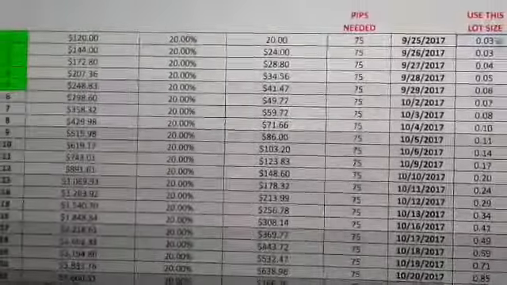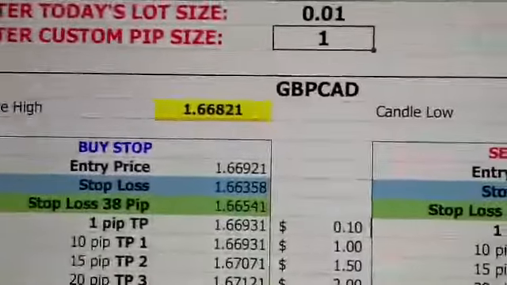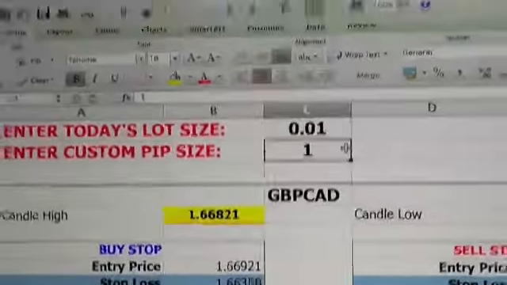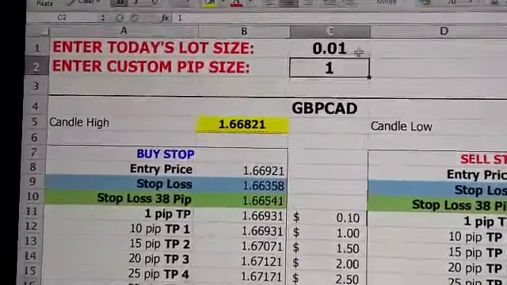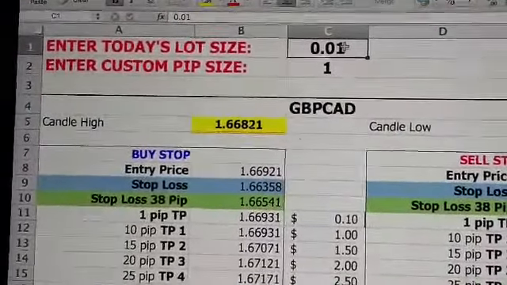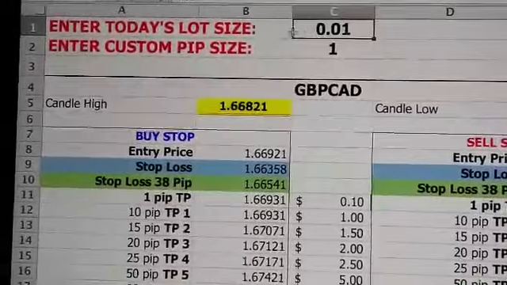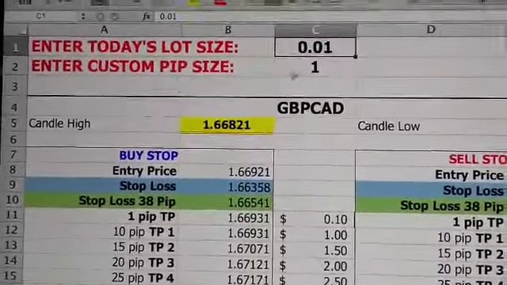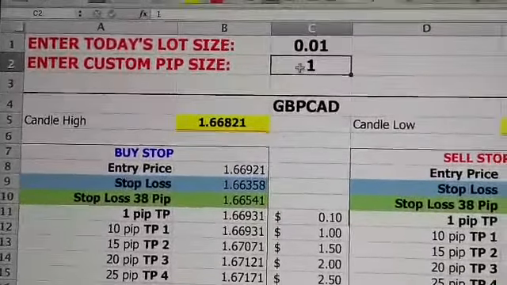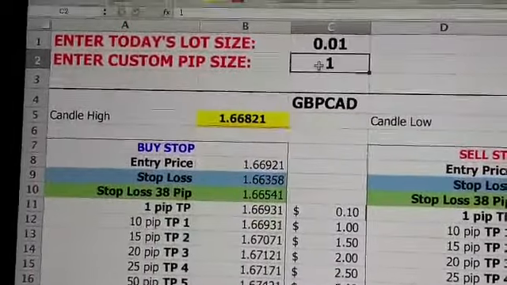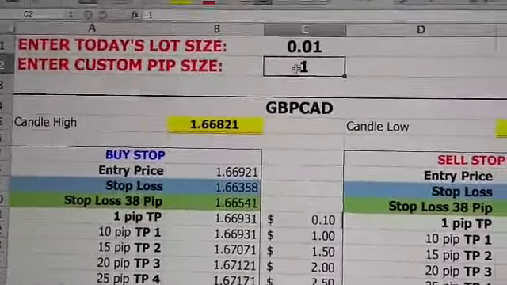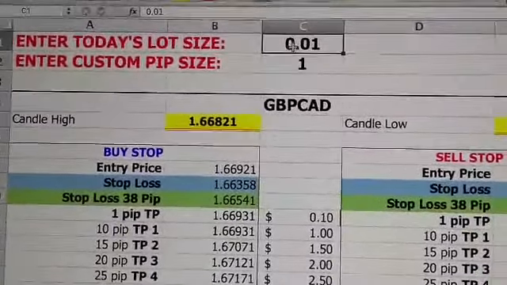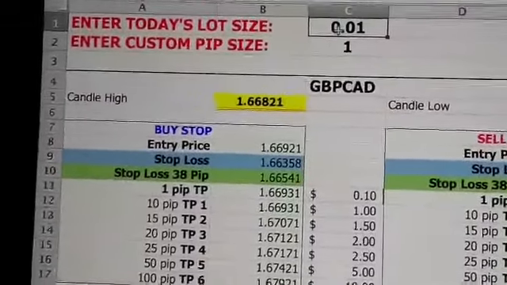Let me show you how it works. I come in this file, the London Daybreak Strategy file, and I put in my 0.01 as my lot size. Don't worry about the pip size right now. This one is set up for custom, so if you determine you want to do 17 pips or 1,000 pips, you would put that value in this field. But for right now, we just focus on the lot size, 0.01.